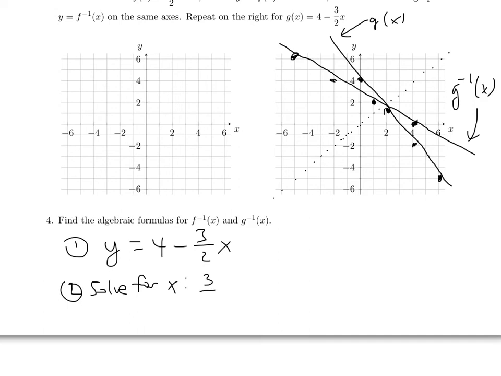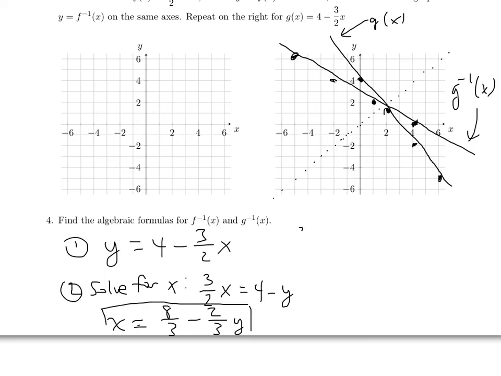So my first step might be to get the 3/2 x on one side and all the other stuff on the other side, and then I'll multiply both sides by 2/3. And so I'll have x equals 2/3 of 4 is 8/3, and 2/3 of y is just 2/3 of y. So that's solving for x.